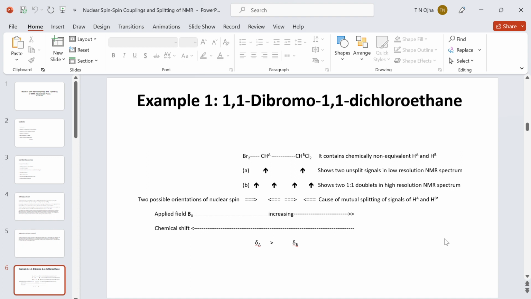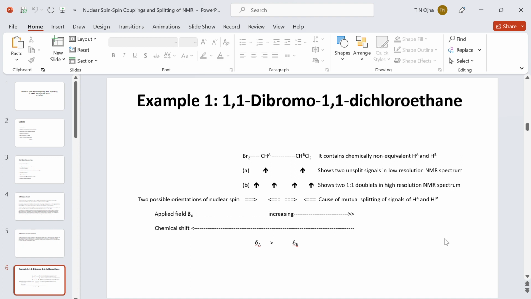How to explain this? When hydrogen HA is absorbing, then the nucleus of HB has two possible orientations shown below with the dotted arrow. Likewise, when nucleus HB is absorbing, the nucleus HA has two possible orientations. That is why we get a doublet for each.